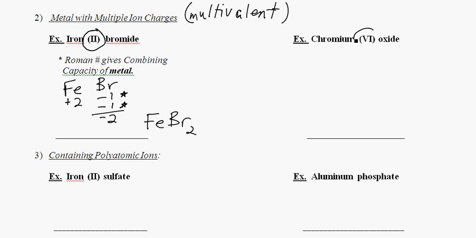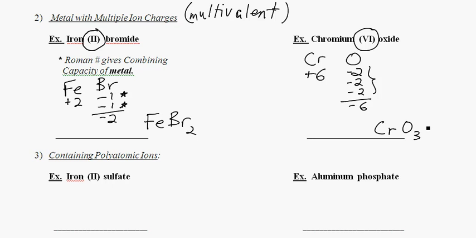Chromium 6 oxide. Chromium is +6. Oxide is always -2. Okay, well in this case, to get the ion charges to balance, I'm going to need 2 more oxides. That will add up to -6. So 1 chromium for 3 oxides, my formula would be CrO3.